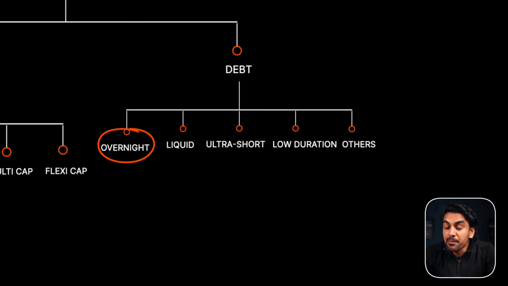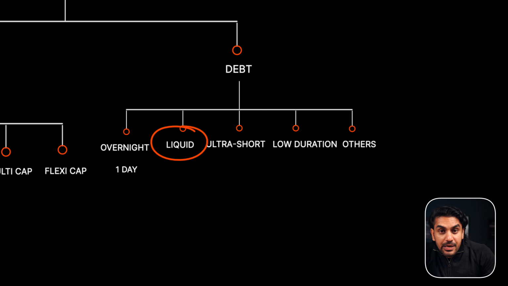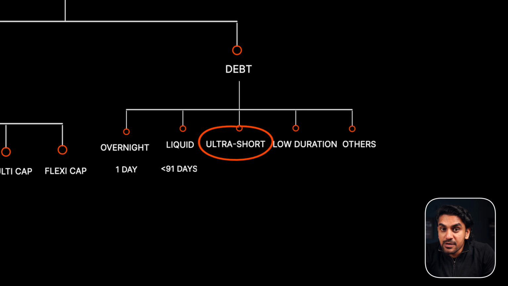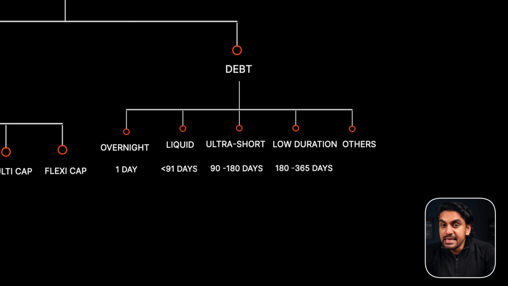Overnight fund is a subcategory of debt funds with an average maturity of just 1 day. Then there are liquid funds that invest in securities with a maturity period of up to 91 days, ultra short duration funds with a duration of 90 to 180 days, and low duration funds with an average maturity of between 6 months and a year. These are kind of the important ones and all that we need.